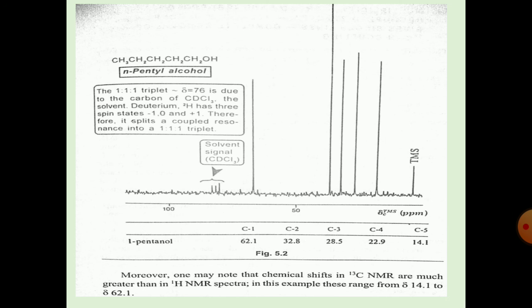The 1:1:1 triplet near delta equal to 76 is due to the carbon of the CDCl3 solvent. Deuterium has 3 spin states, -1, 0, +1, and so the coupled resonance is split into a 1:1:1 triplet. Moreover, one may note that the chemical shifts in C13 NMR are much greater than in H1 NMR spectra. In this example, they range from delta 14.1 to delta 62.1. Thank you.